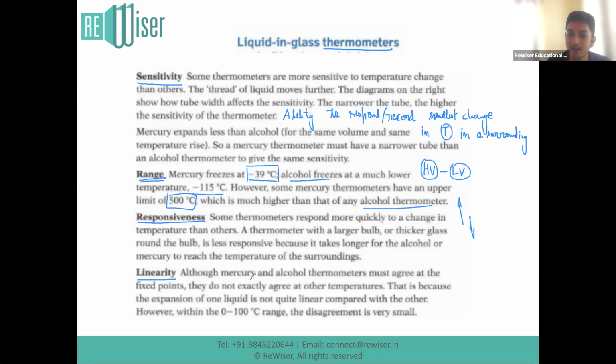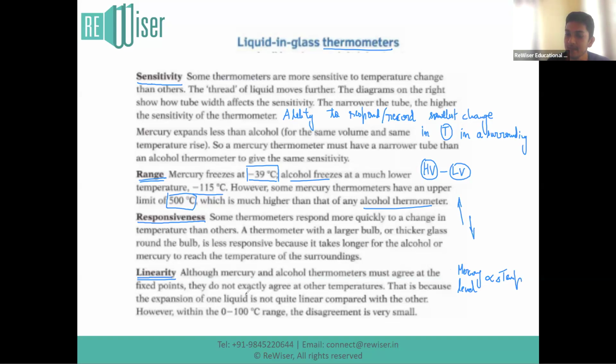Linearity is the ability of the thermometer, or any device in general, to respond linearly to a change in temperature. For example, liquid in glass thermometers work by increasing the mercury level as temperature increases. So if the rise in mercury level is directly proportional to the change in temperature, then the liquid in glass thermometer is supposed to have a high linearity.